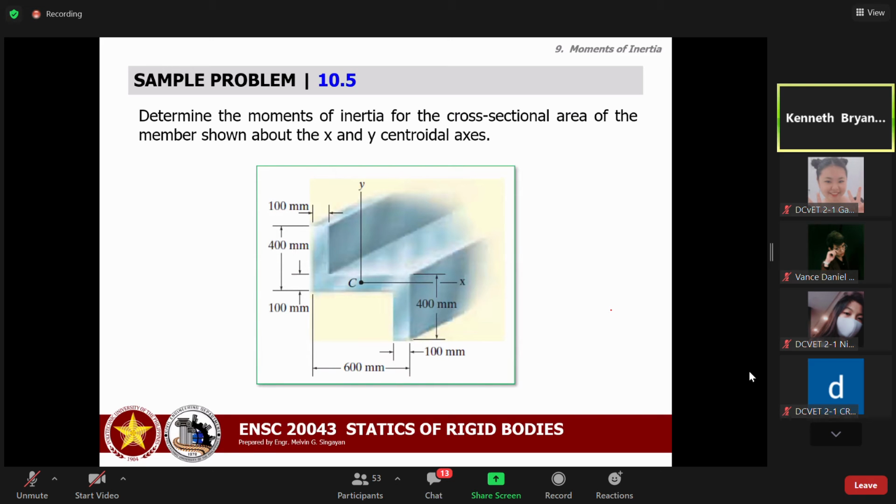Okay. So determine the moments of inertia for the cross-sectional area of the member shown about the x and y centroidal axis. How many composite parts magkakaroon tayo? Okay, correct. Tatlo. So, the composite parts natin will be this one.